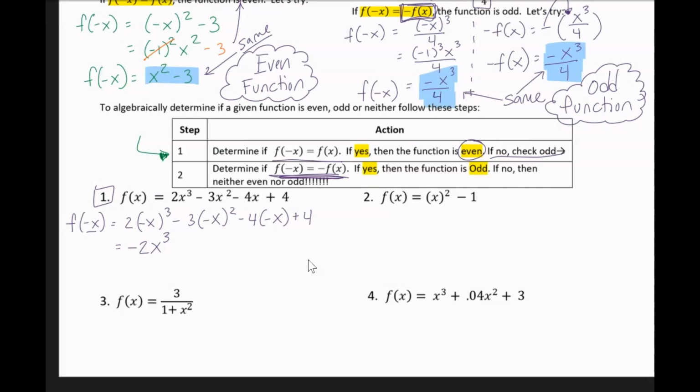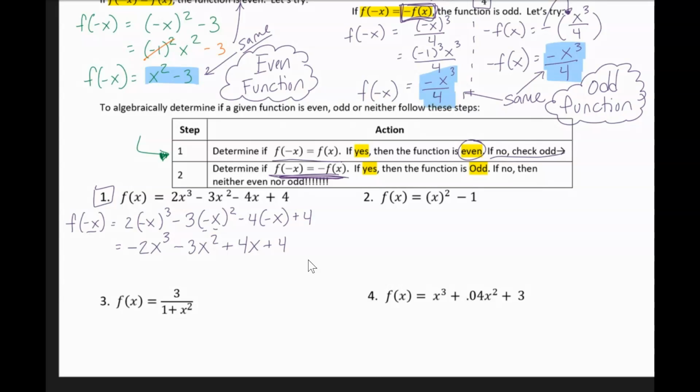Now the next one, I'm squaring both the negative and the x. So what is negative 1 squared? 1. So that means that this original sign remains the same, negative 3x squared. What about that third term? What's going to happen there? Plus 4x. And then I bring down the plus 4.